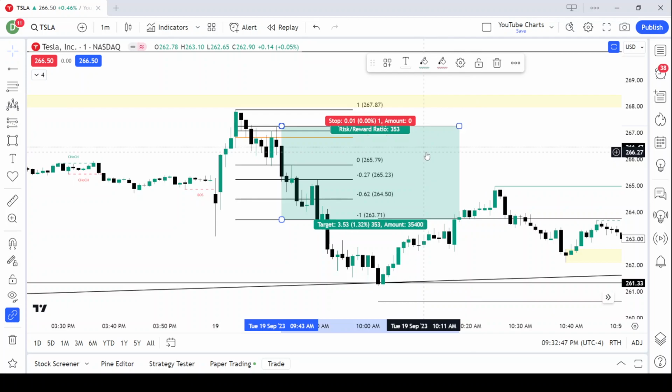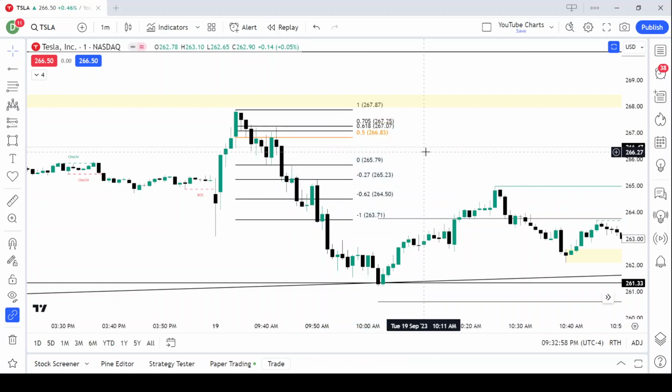So we're using our stop losses. When price runs in our favor, we're moving those stop losses, or we're exiting at break even or in profit. We're not losing on trades.